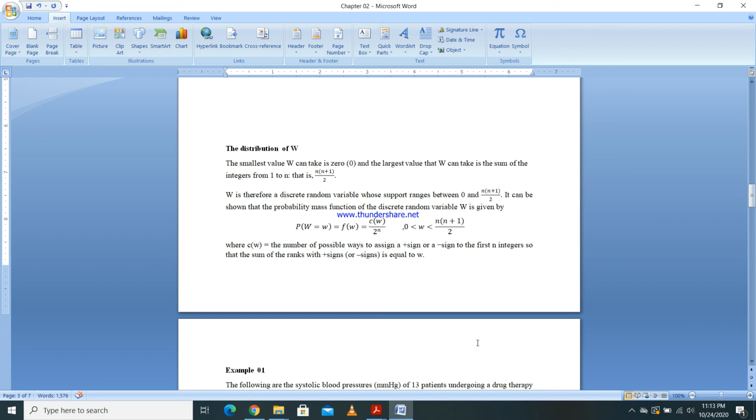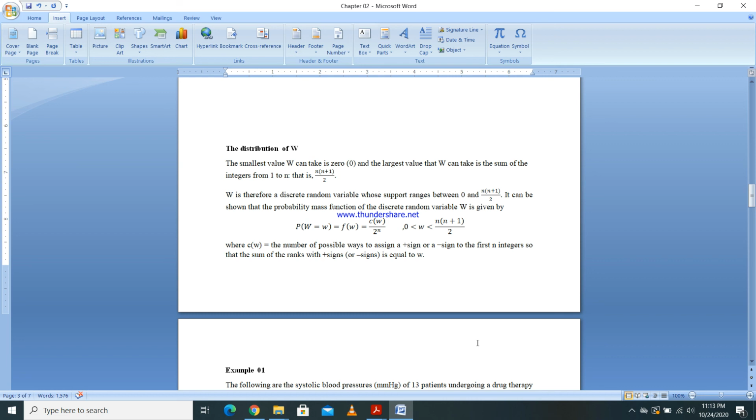If you have n number of data in your sample and we are giving the ranks as 1, 2, 3 in ascending order, then when you take the total of the ranks, the total would be n into n plus 1 over 2. That's simple mathematics. So the maximum value that this test statistic W can take is n into n plus 1 over 2.